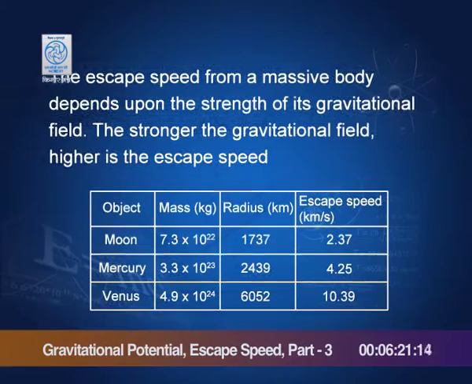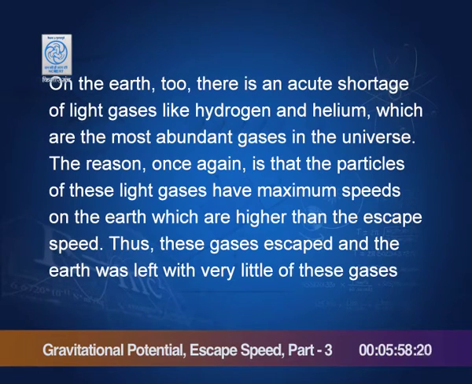So, what is the effect? The effect is that many particles that we find in the atmosphere of the earth have velocities on the Moon and Mercury higher than the escape speeds, and therefore, they escape. The gravitational field of Moon and Mercury is weak. The particle velocities are higher than the escape speed, therefore, they escape, which means that Moon and Mercury have no atmosphere, unlike the earth or unlike Venus.